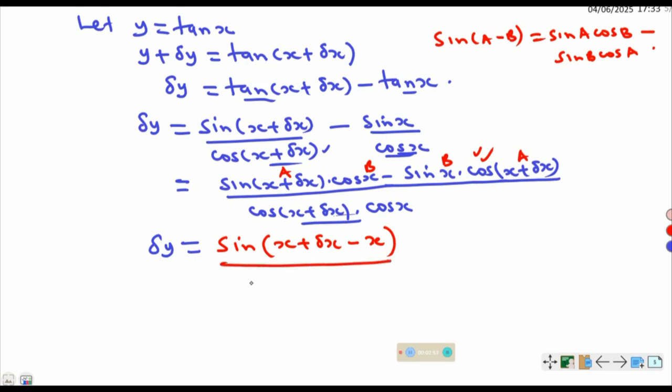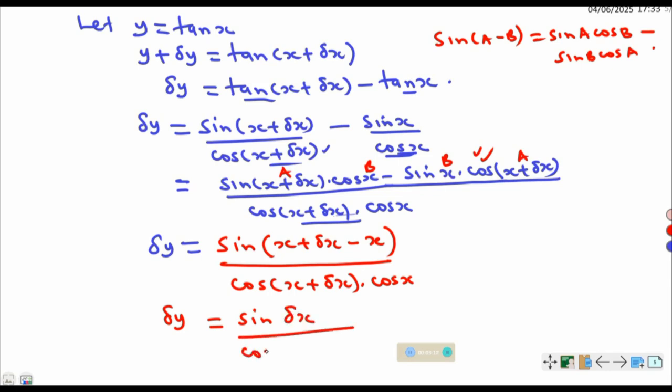But we are dividing this by cos of (x plus delta x) then times cos of x. So that is what we are having. We can simplify this further. This will be sine of x plus delta x minus x. The x will cancel and we will remain with sine of delta x upon cos of (x plus delta x) times cos of x.